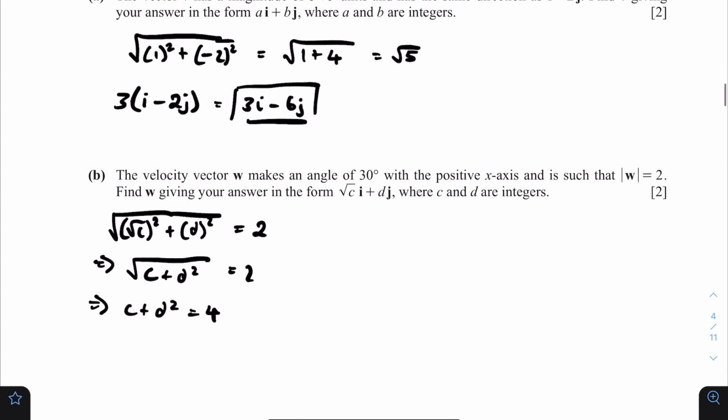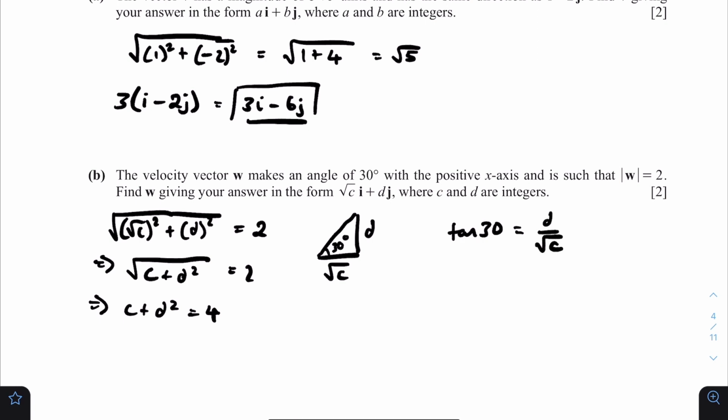Then it says the vector w makes an angle of 30 degrees with the positive x-axis. So now we have to figure out the direction. So if we have root c units to the right, this is root c, and then d units up, then this over here should be 30 degrees. So we can say that tan 30 is equal to d over root c.